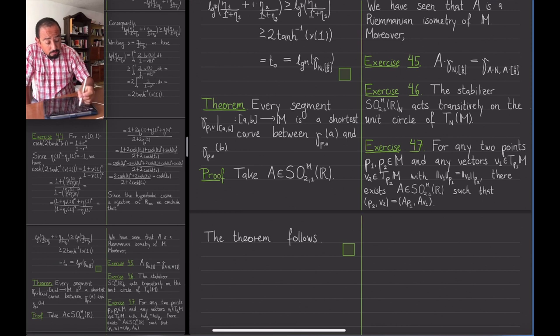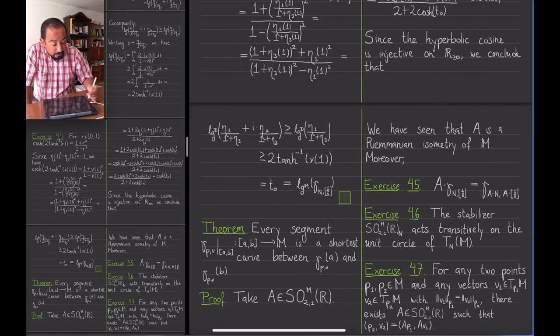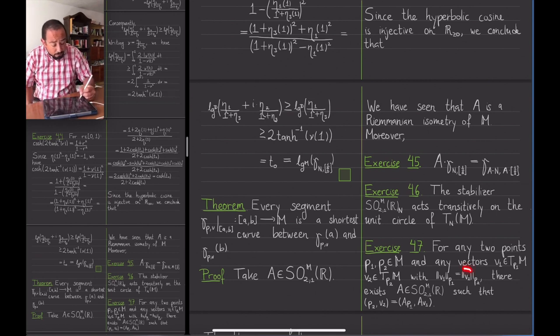Because what do I do? Well, take any P and any V as we did at the beginning. Now take those so that my P2 and my V2 are my original ones. And then take N as P1 and take V1 to be the vector 1, 0, 0, or rescale it according to the norm of the vector. And then there is going to exist this A, right? And when you apply that A, you obtain the curve you wanted, which would be like PV. And that curve is A of something that you know already is a shortest curve between N and its endpoint, which is hyperbolic sine of T0, 0, hyperbolic cosine of T0. So it's a shortest curve, right? So we are done.